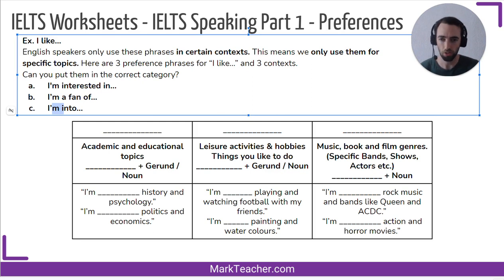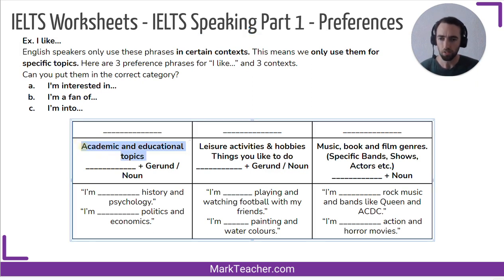Here are the 3 contexts. The first context is academic and educational topics. This can include school subjects, things like history, art, psychology. It can also include other topics where you use your mind more than your body. For example, reading about history, reading about politics.